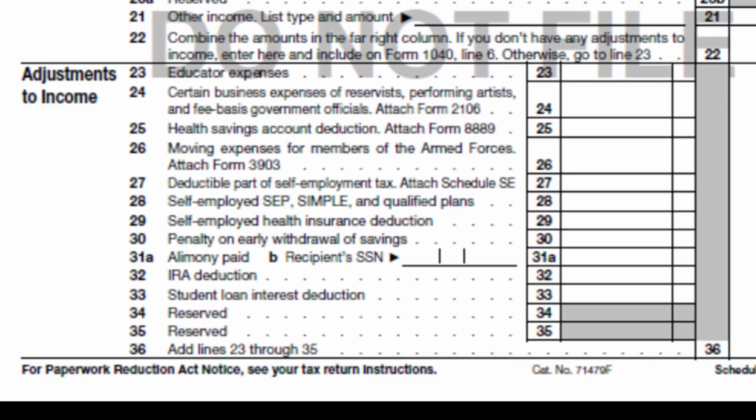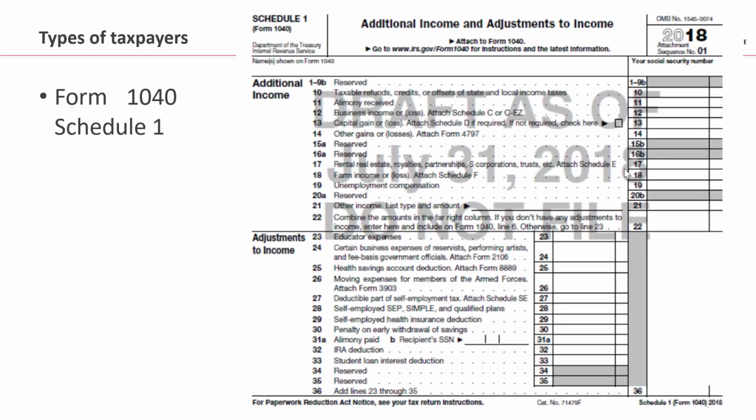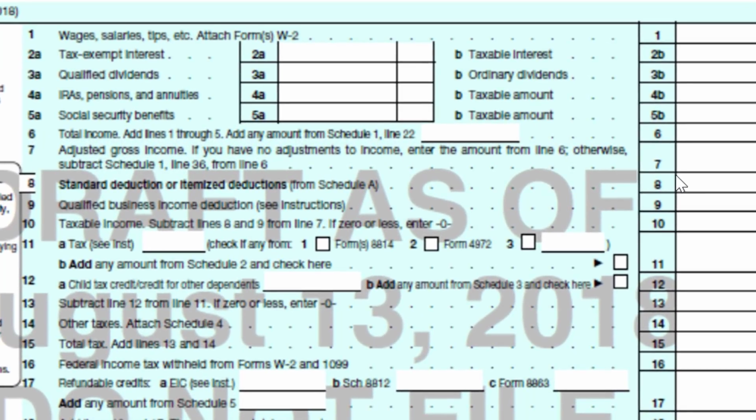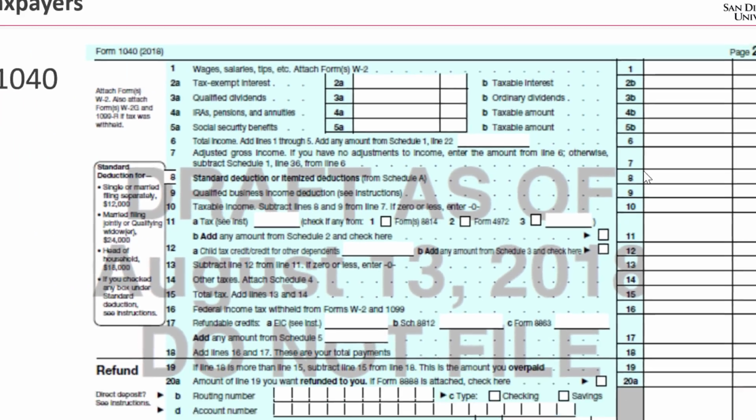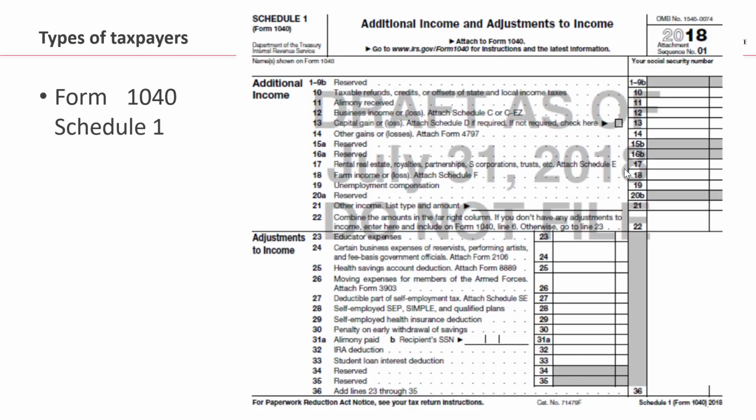And don't worry, we're going to go through all of these in detail. But there's a number of things that are deductible before AGI. And you'll notice that you're going to take line 36. Let's go back to the 1040. If you look at line 7, it says adjusted gross income. Otherwise subtract Schedule 1, line 36. So this is the place in which you would deduct whatever total you created on line 36.